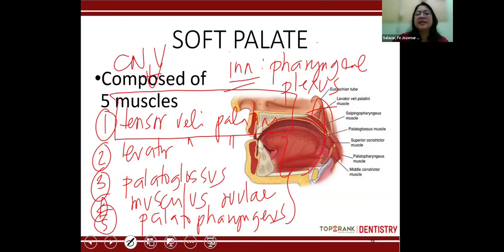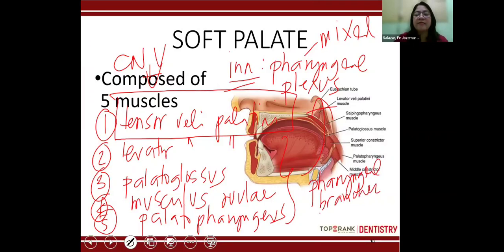Mixed, yes. This is a mixed nerve. What cranial nerves will provide branches to create the pharyngeal plexus? Very good. The pharyngeal plexus is named as such because it is made up by pharyngeal branches coming from cranial nerves number 9, 10, 11.